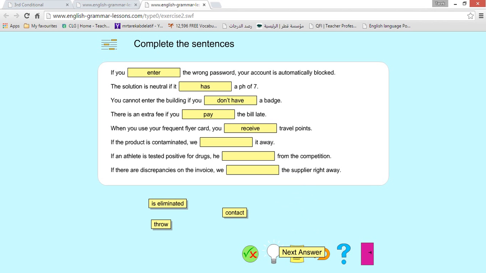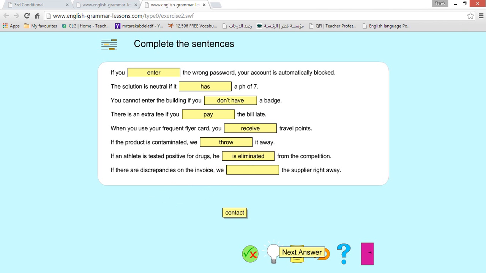If the product is contaminated, we throw it away. If an athlete is tested positive for drugs, he is eliminated from the competition. Bad player. He's what? He is eliminated.